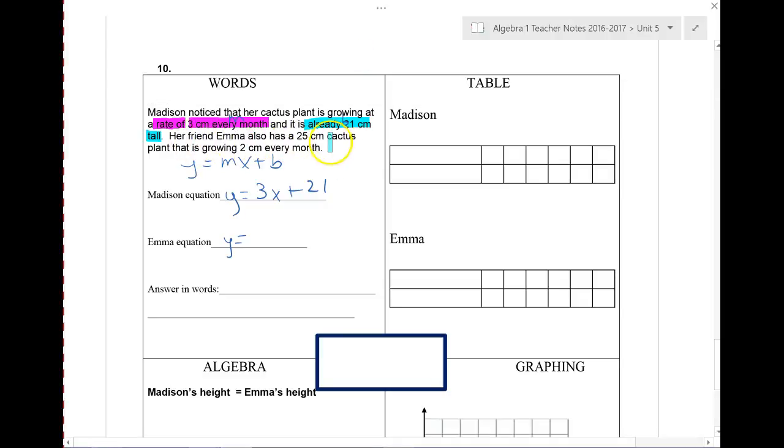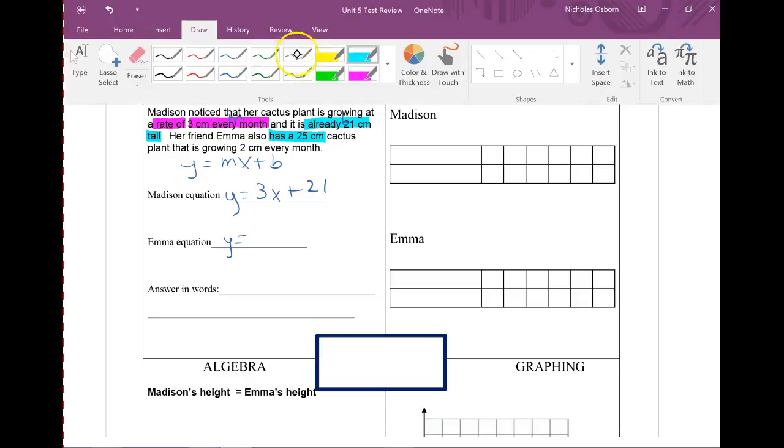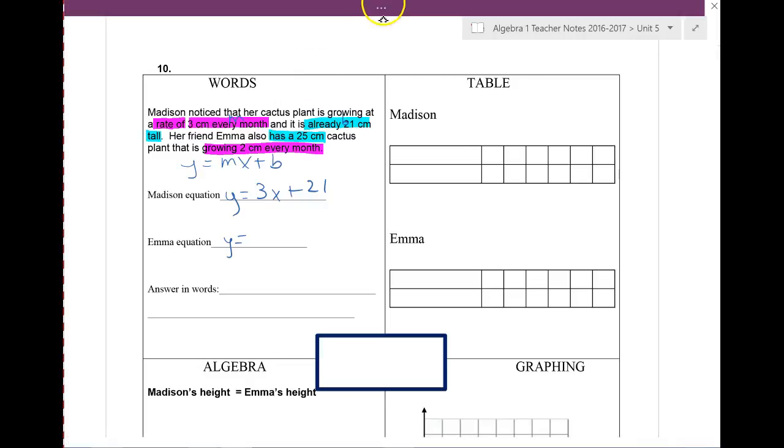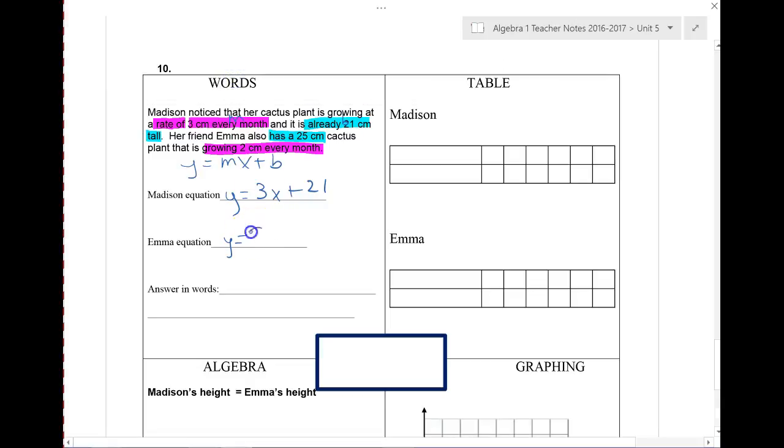Then we go to the next sentence. Her friend Emma also has a 25 centimeter cactus plant. The key word there is has 25 centimeters. This time the starting point is first in this sentence, so it's switched. And then it says growing 2 centimeters every month. Again, here's that key word, every month, growing. So that means this number is our slope, and that one goes first. So 2x plus 25. Okay, that's all you have to do for this first part.